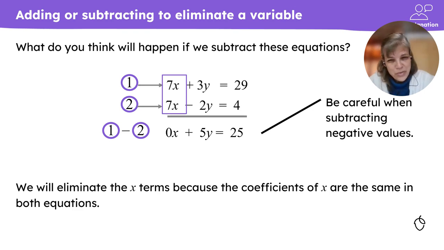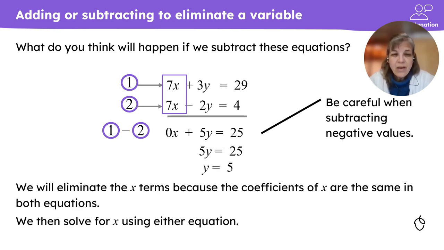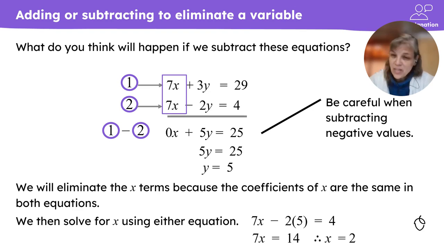Now be careful when you subtract there. You have positive 3 minus a minus 2. So you get positive 5. That leads to y equals 5. And then you can solve for x using either equation. Here, using the second equation, solving for x, x is equal to 2.